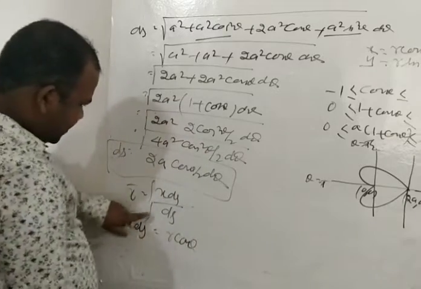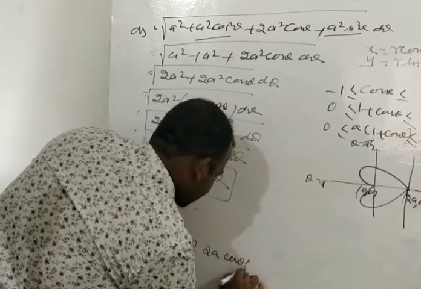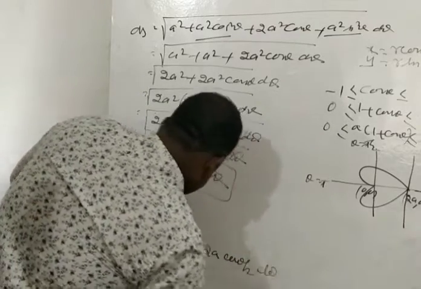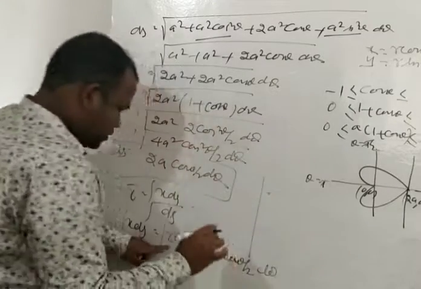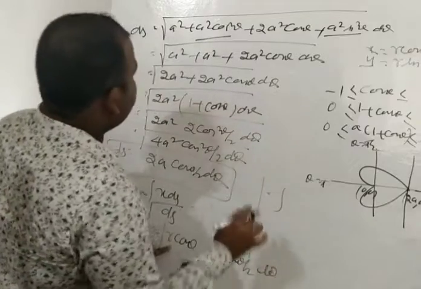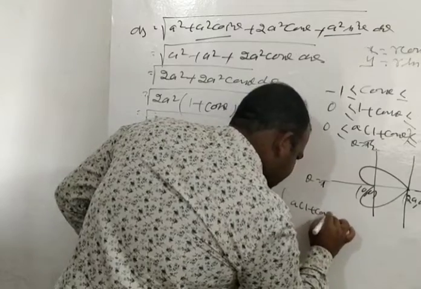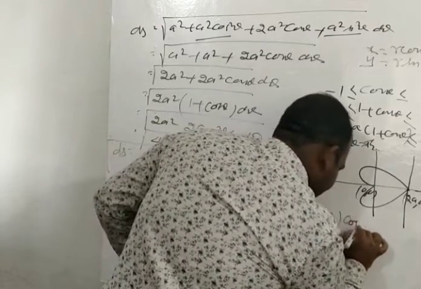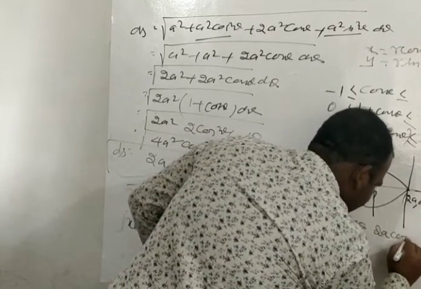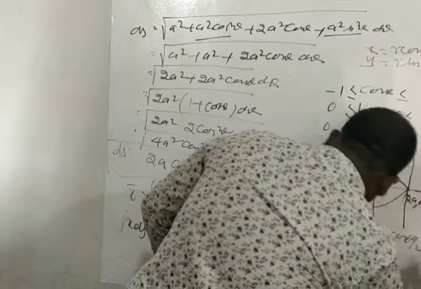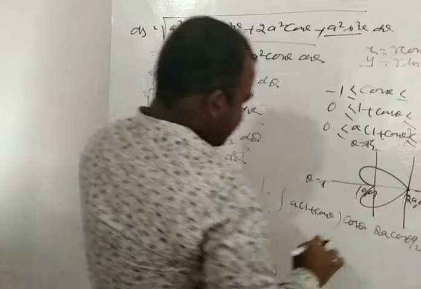Okay, and what is the value of ds? ds equals 2a cos(theta/2) d theta. Now this is the integration of r. So what is the value of r? r equals a(1 + cos theta) cos theta, multiplied by 2a cos(theta/2) d theta.